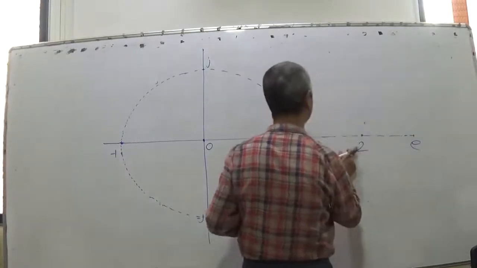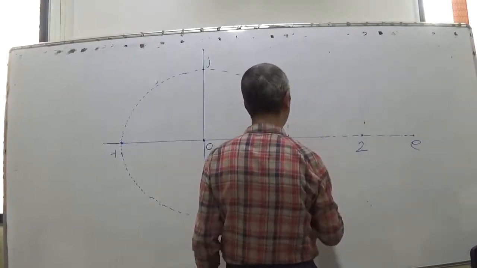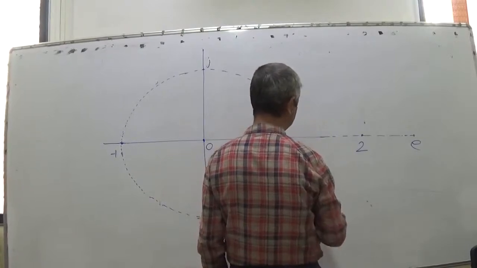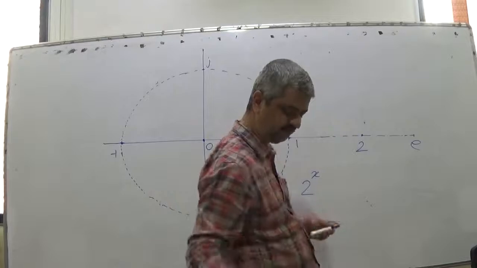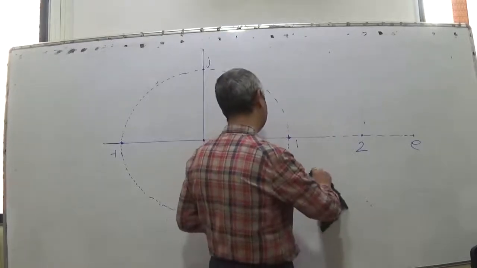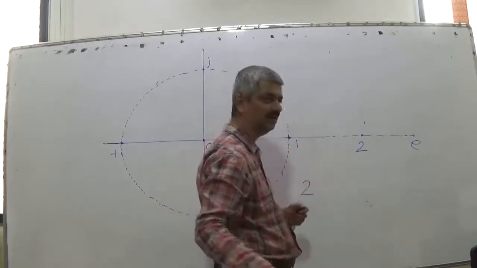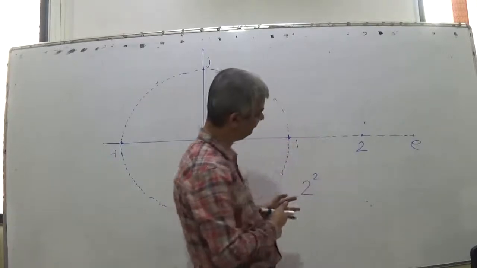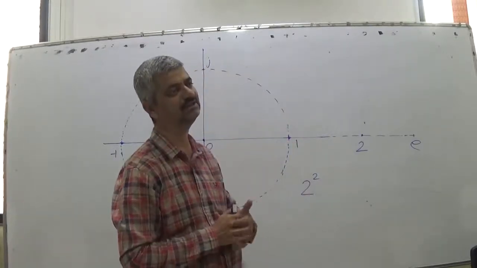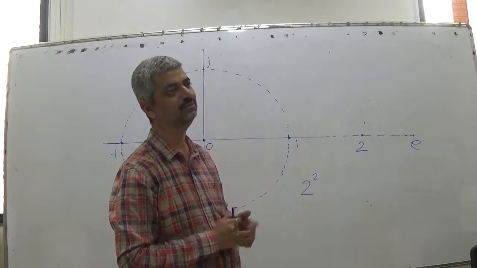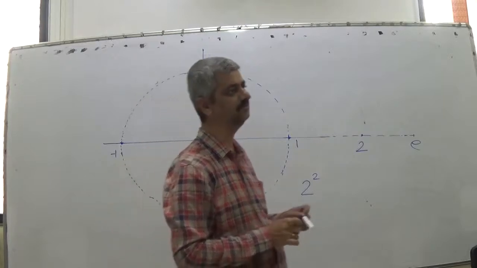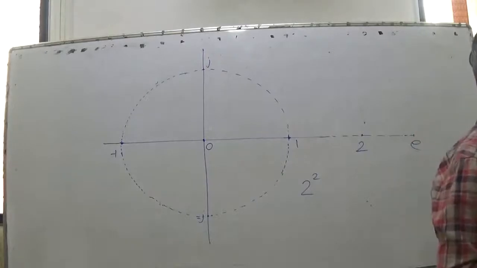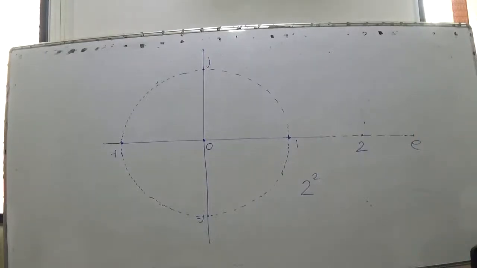Now you raise 2 to x, or first we say 2 raised to an integer, 2 raised to 2. So what is 2 raised to 2? In fact, raising is successive multiplication, but it can be learned independently also.